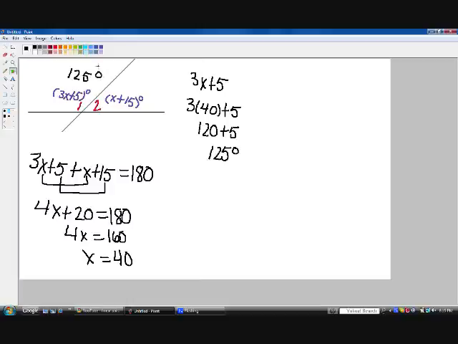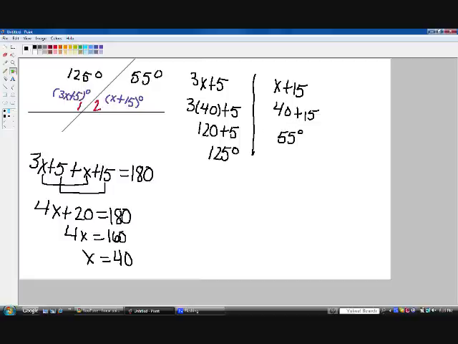And because angle 1 and angle 2 are a linear pair, they sum to 180 degrees, which means angle 2 has to be 55 degrees. And to prove that, we'll just go over to the side, and we'll take angle 2, which is x plus 15, and instead of x, we'll substitute 40, and 40 plus 15 does equal the 55 degrees that we thought we should have.